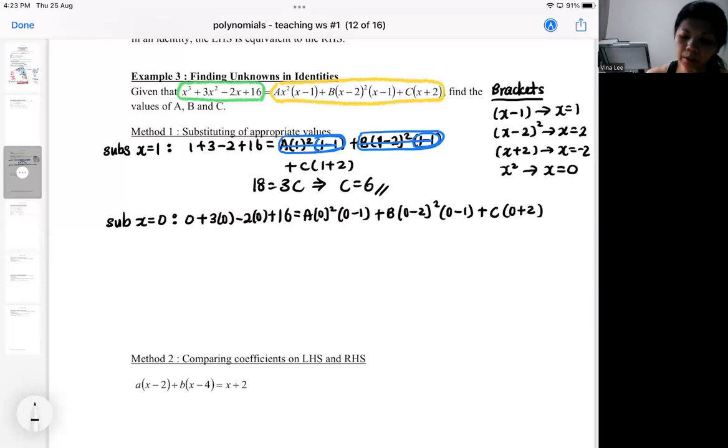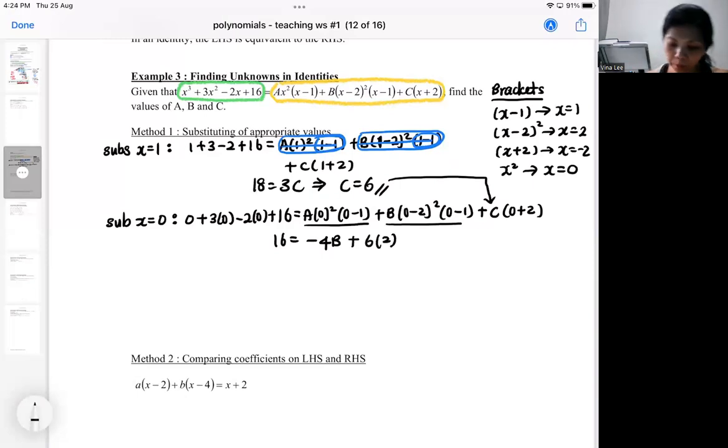What happened to the c here? You should have used the c that you have found. So this part becomes a 0. This part becomes a minus 4b. And this will be a 6 and a 2. So everything is pretty easy. You got a 4b, and you got a 12 minus 16. So your b will become a minus 1.